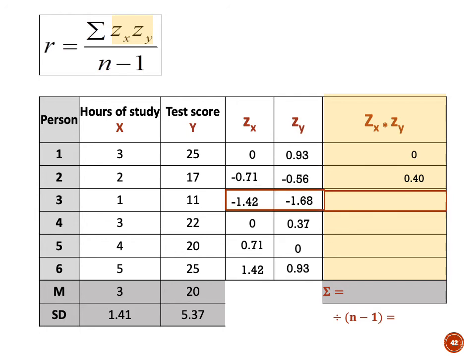And for the next row, we will multiply those two z-scores together. That's going to give us 2.39. So you can pause to do the rest of these rows, which shouldn't be too hard because 2 of those rows have 0, so those will be easy to compute.